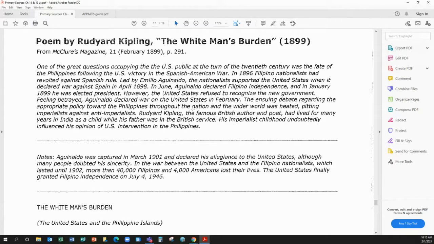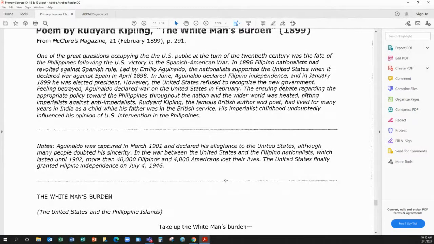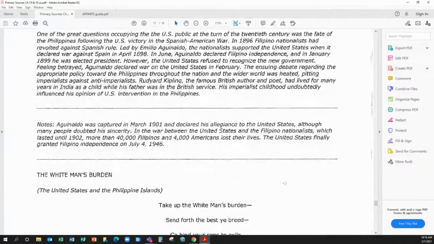Rudyard Kipling, the famous British author and poet, had lived for many years in India as a child while his father was in the British service. His imperialist childhood undoubtedly influenced his opinion of U.S. intervention in the Philippines. And side notes, Aguinaldo was captured in March 1901 and declared his allegiance to the United States, although many people doubted his sincerity. In the war between the United States and Filipino nationalists, which lasted until 1902, more than 40,000 Filipinos and 4,000 Americans lost their lives. The United States finally granted Filipino independence on July 4th, 1946.